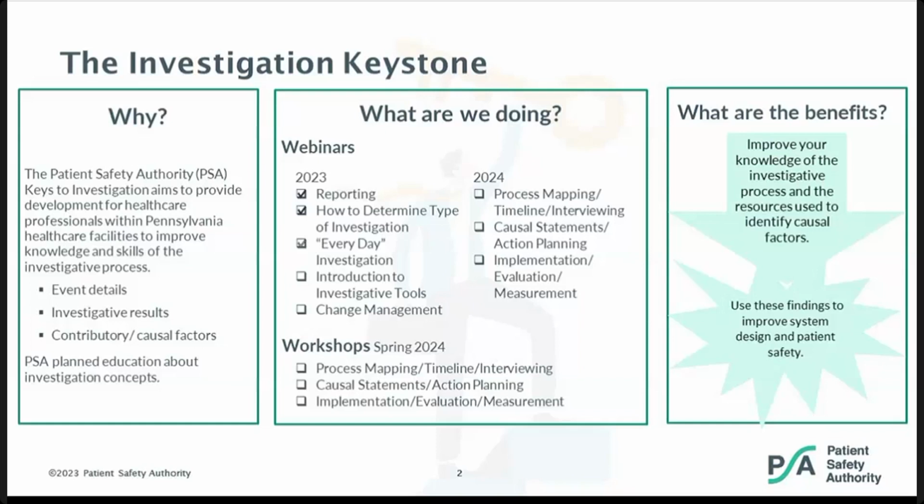As I mentioned, there will be monthly webinars throughout early 2024, and in the spring, a series of in-person workshops, like half-day workshops, focusing on some of these core, more hands-on topics: process mapping, timelining, causal statements, and implementation. It's really exciting to get back to doing in-person events. We used to do a lot of offsite in-person events, and more information about the planning and locations will be coming forth. What are the benefits?